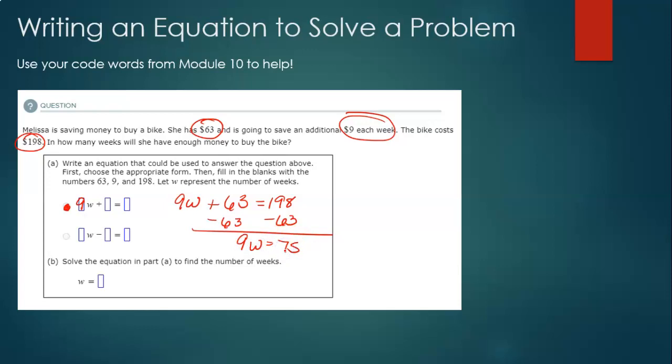We're dividing 75 by 9. Let me double check my math there. 198 minus 63 using my calculator. Sorry, that should have been 135. And divide both sides by 9. And you get the number of weeks should be 15.